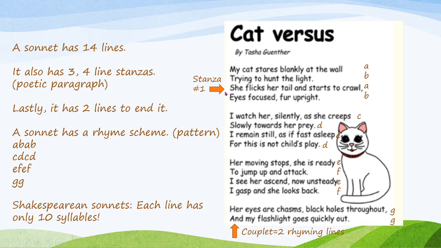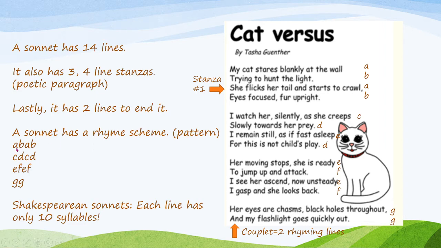We have 4 lines, and this is 1 stanza. Now, those 4 lines are called a quatrain because those are 4 lines that rhyme. Now, the last 2 lines, right down here on the bottom, it's 2 rhyming lines, and that is called a couplet. Now, here's a big thing for sonnets. It follows a rhyme scheme. A rhyme scheme is a specific pattern of how the last words rhyme.